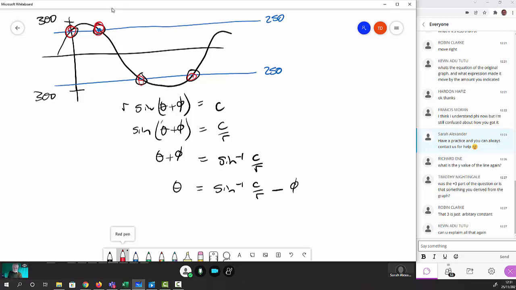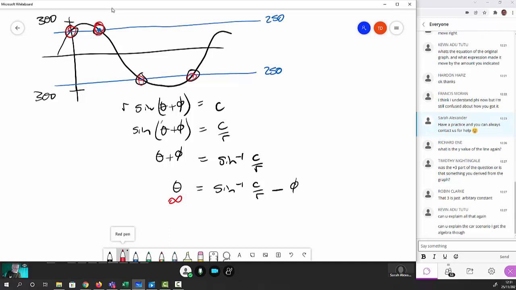So basically, theta has an infinite number of answers, but I'm actually interested in the ones close to 0. Can I explain the car scenario? You get the algebra. Yeah. Okay, so what I was saying with a car is that this is the power output of your car. I did say the speed, but you could look at it as the power output of the engine of the car.